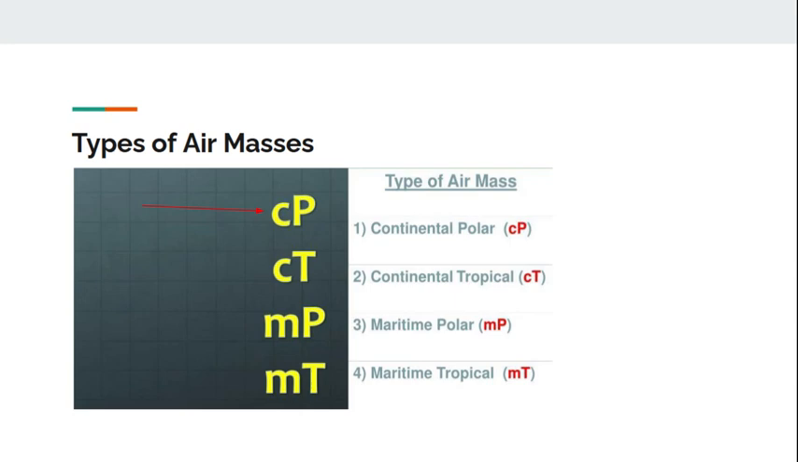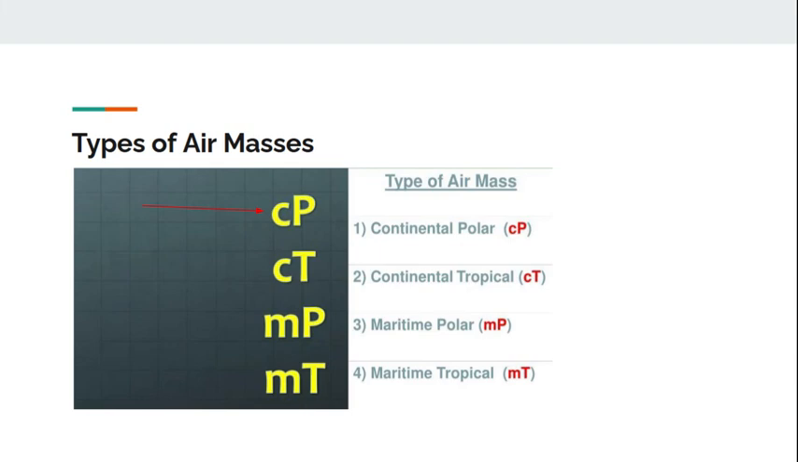Continental polar air masses are formed over land. We know that because it's continental, and they're formed far from the equator. We know that because it's noted as polar. Because of this, these air masses are going to be dry and cold. They're noted by a lowercase c and a capital P.